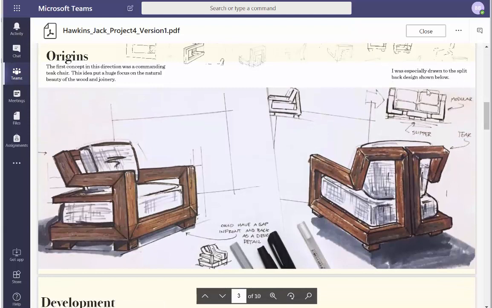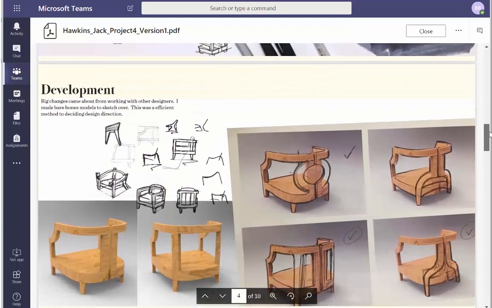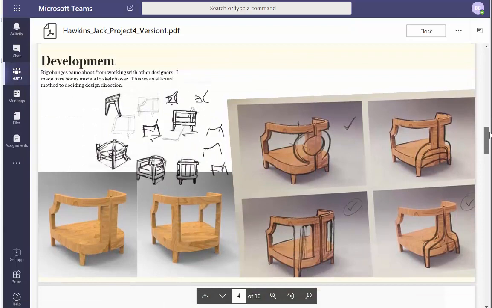Let's reword that. I know I don't talk about rewording a lot, but I was especially drawn. It's almost like saying I really like the split back. I feel a split back offers higher visual intrigue. Just trying to use that design vernacular a little bit more.